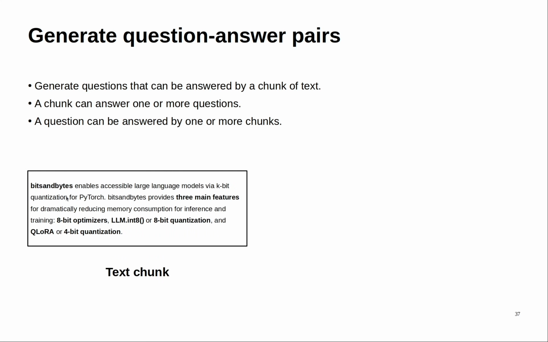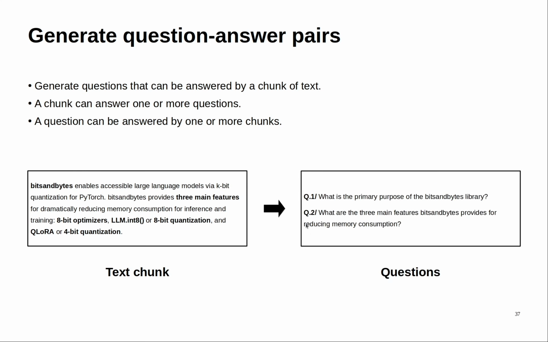I took this chunk of text that describes the bits and bytes Python package. And then I asked a large language model to give me questions that can be answered by this text chunk. It gave me more than 2 questions, but I just took these 2. And the most important thing is that in this step, we need to validate these questions. They need to be relevant to the chunk.